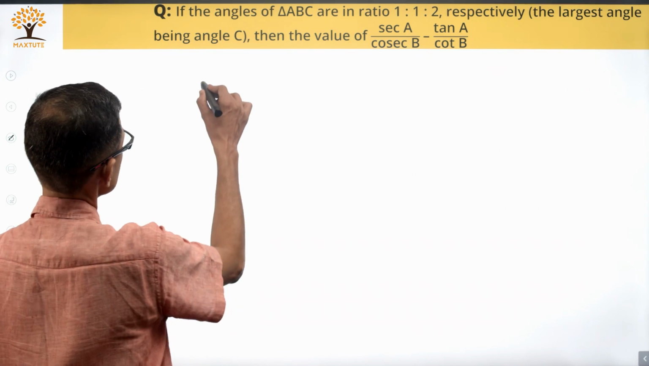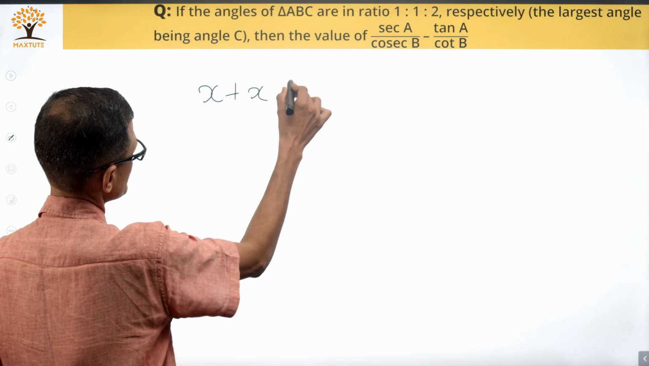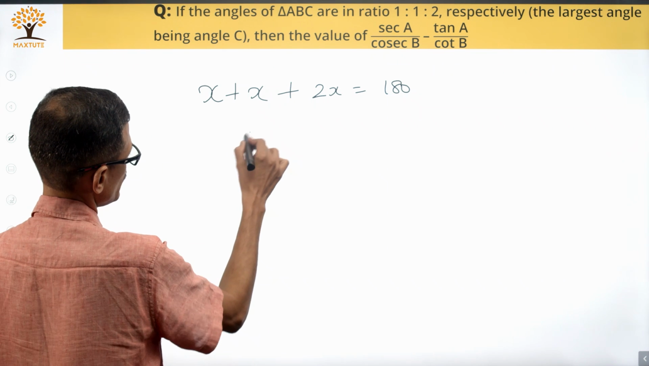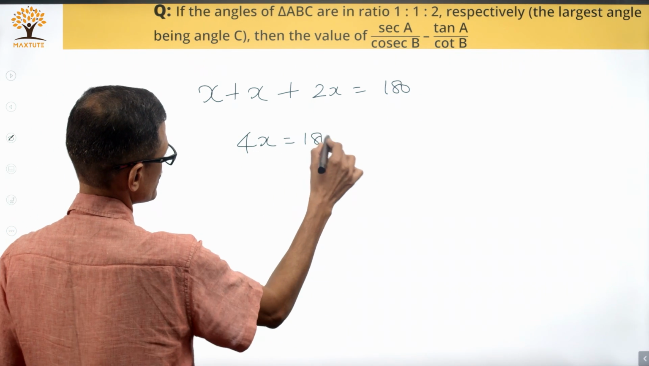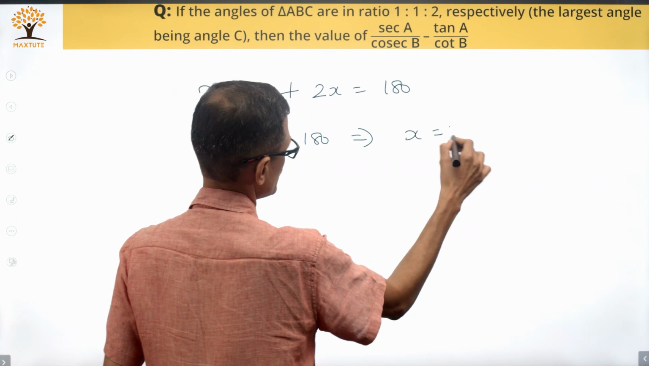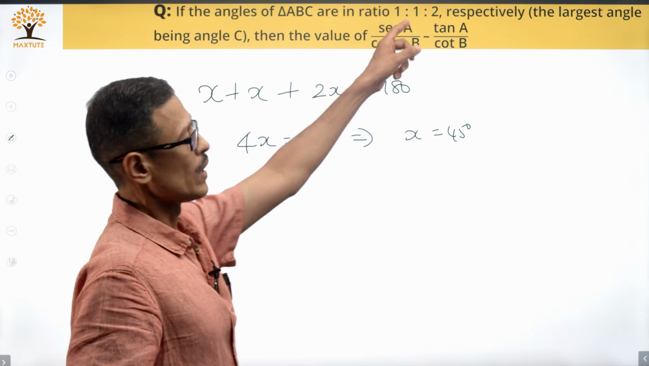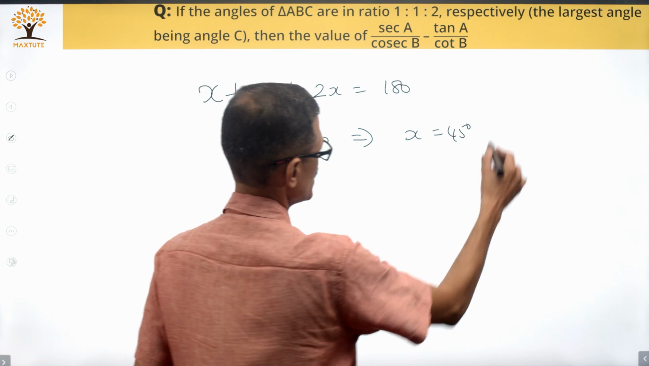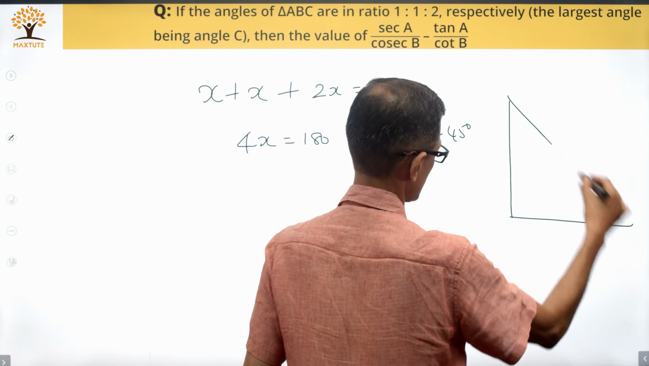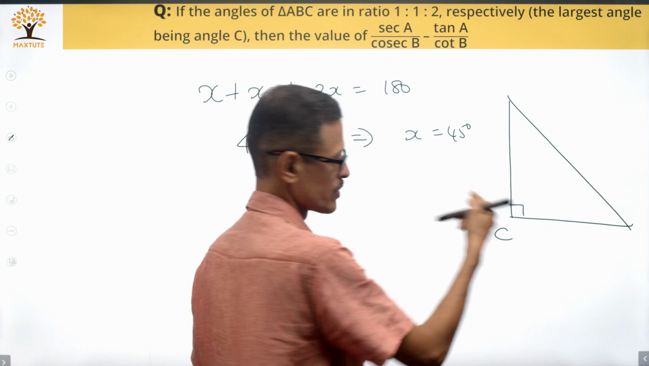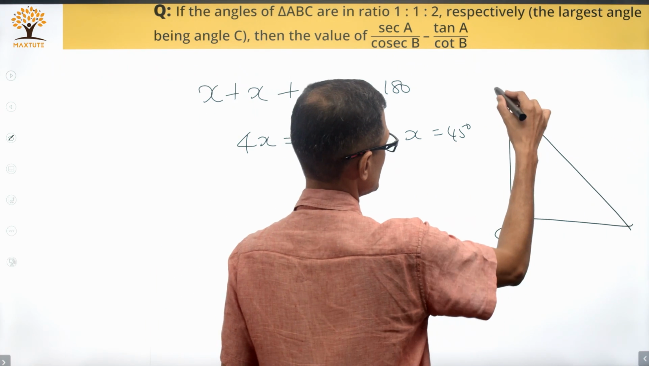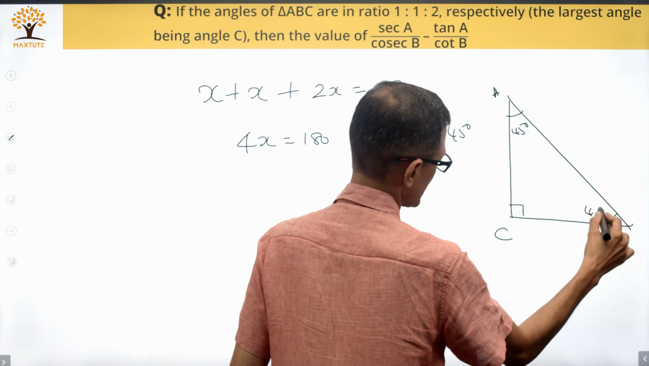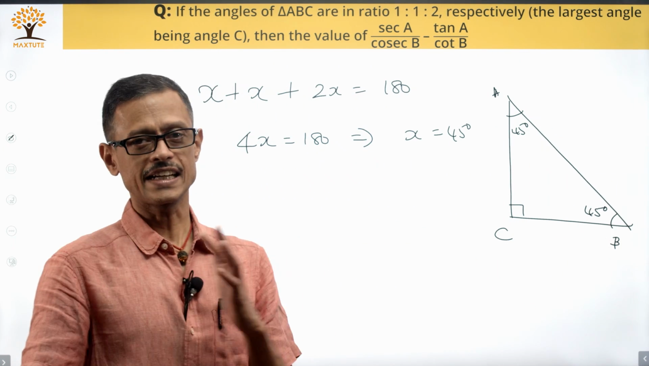So, the sum of the 3 angles in any triangle is equal to 180 degrees. x plus x plus 2x is equal to 180. 4x equals 180, which means that x is equal to 45. x is equal to 45 degrees. So, 1:1:2, x, x, 2x are the angles, and 45, 45, 90 are the 3 angles. So, the triangle that we are talking about is right angled at C because C is 2x, and angles A and B correspondingly are 45 and 45. So, we are talking about a right isosceles triangle, a 45, 45, 90 right triangle.